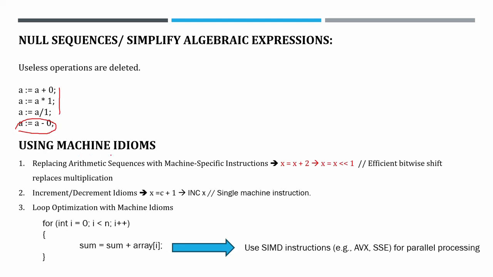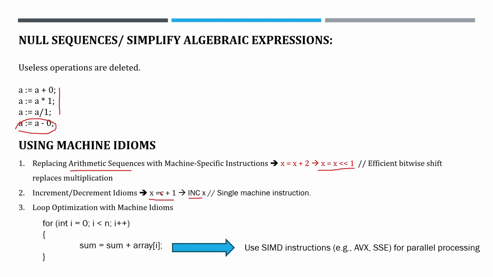And then use of machine idioms, replacing the arithmetic sequence with machine specific instructions, like x equal to x into 2 can be replaced as x equal to left shift of 1. It is efficient to do shifting instead of performing multiplication. And then increment and decrement idioms. x is equal to x plus 1; instead of having this, we can use inc x. Very simple. This is also the same: x equal to x plus 1. We can replace it with a single machine instruction.